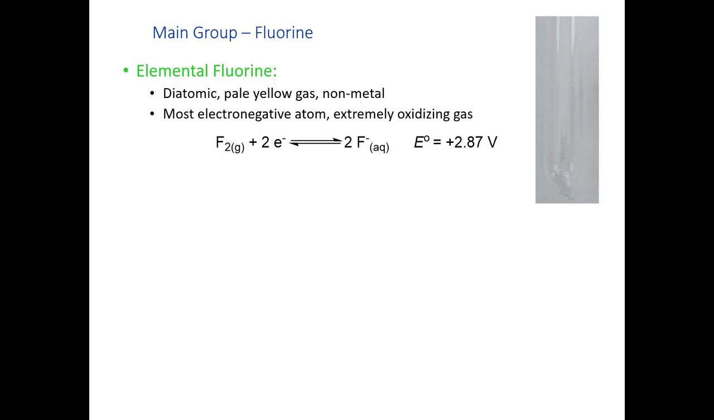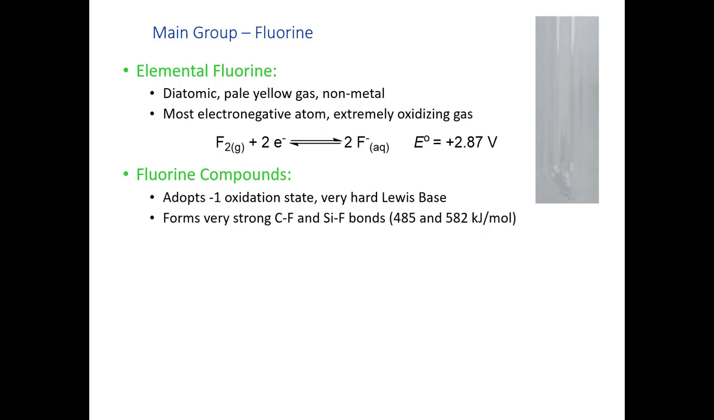Fluorine also has a very high electron affinity and a very high ionization energy. As such, fluorine only adopts the -1 oxidation state. Additionally, because it is so small and charge dense, fluoride is a hard Lewis base. We will see how this differs from the rest of the halogens.